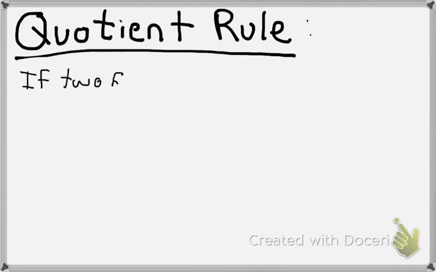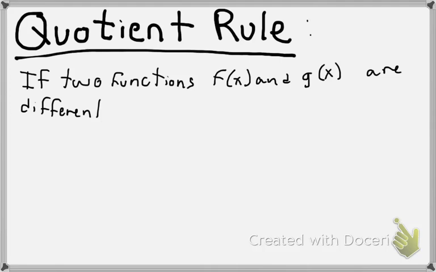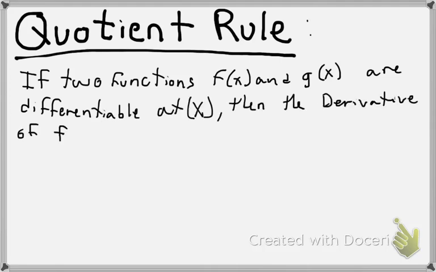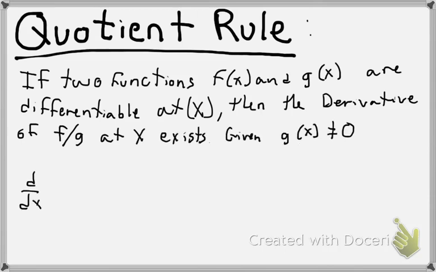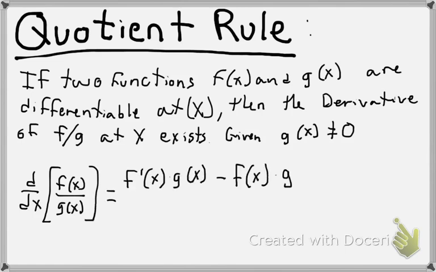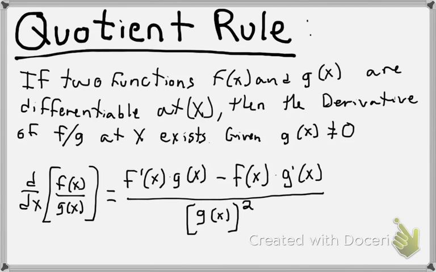The quotient rule. If we're given two functions, f of x and g of x, that are differentiable at point x, then the derivative of f over g at point x exists, given that g of x is not equal to 0. This means that the derivative of f of x over g of x is equal to the derivative of f of x times g of x minus f of x times the derivative of g of x, all over g of x squared.